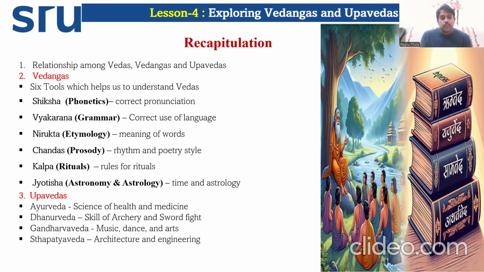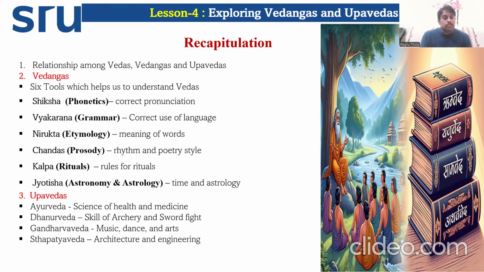How many Vedangas we have? There are 6 tools of Vedangas we have, which help us to understand the Vedas in a better manner. Let us introduce all the 6 tools. One is Siksha, which means phonetics, which focuses on pronunciation, how to pronounce the words correctly in Vedas. Next one, Vyakarana, which means grammar, correct use of language.